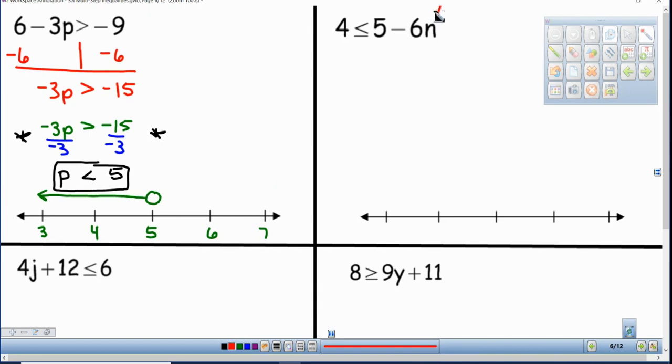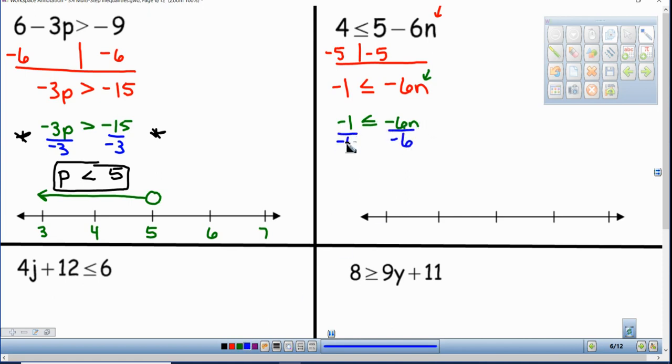On this one, we're getting n by itself. I'm first going to get rid of the 5. I would do that by subtracting. And we would get -1 is less than or equal to. Cancel those out. -6n. Now we need to get n by itself. I would do that by dividing by that -6 that is being multiplied to n.